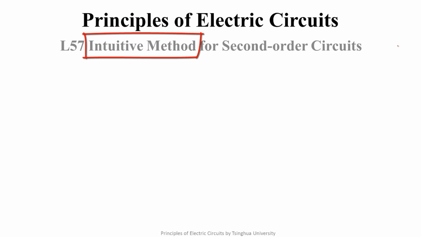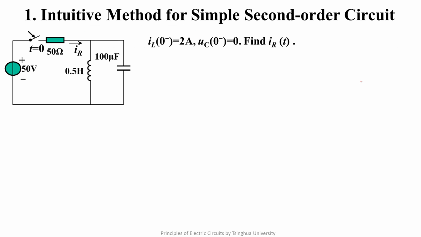We call the method the intuitive method for second-order circuits. Here, intuitive method refers to not only the direct method for simple second-order circuits, but also includes the method which is similar to the three-elements method for first-order circuits. By using the state equation and output equations, we solve a series of resistive circuits and eventually get the solution of any branch variable in the second-order circuit, and even the qualitative waveform drawing. Let's begin. We first do a relatively simple problem.